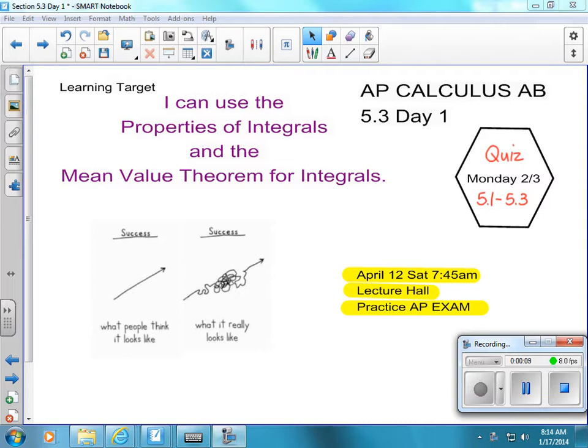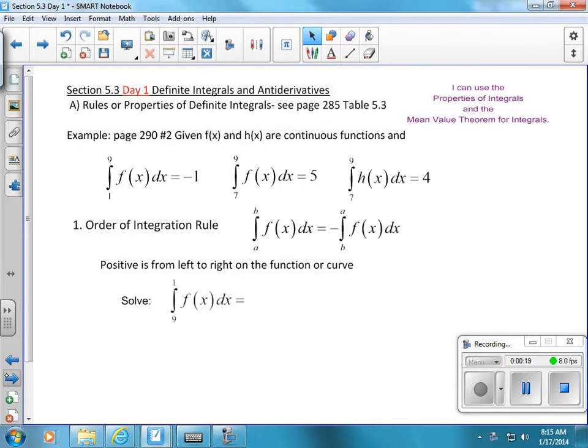Tons of stuff in this lesson. So, review in section 5.3, the properties of integrals and the mean value theorem. Couple of notes were on that slide also for you. On section 5.3 Day 1, we're doing definite integrals and antiderivatives. That is the theme of this entire section. But we're actually going to go over all the rules and properties.